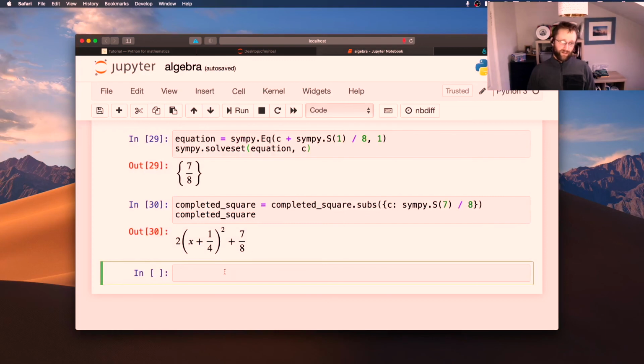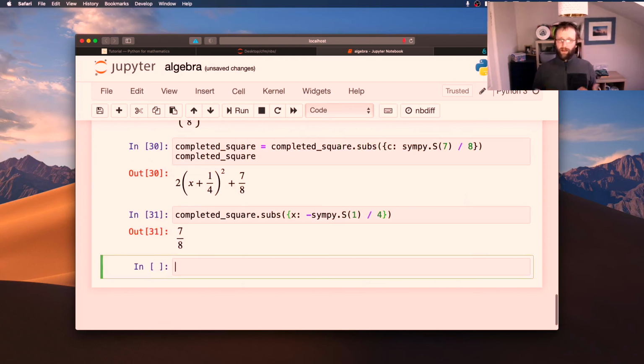Okay, and we can indeed just confirm that if we do completed_square.subs x minus sympy.S(1) divided by 4, we indeed get 7/8. Okay, and that's the basic idea of what we've seen here.